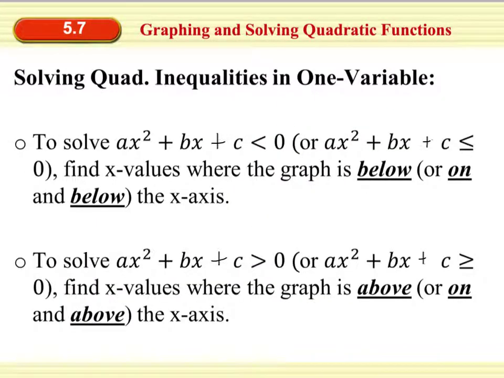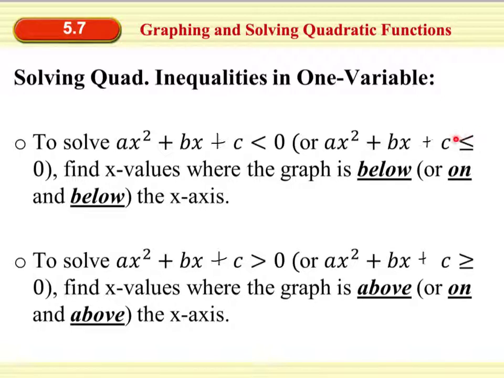In order to solve quadratic inequalities in one variable, we're going to first look at the graph and solve ax squared plus bx plus c is less than 0, or it could be less than or equal to 0. What we're going to do is go to our graph and find the x values that fall below. Because if this equation is less than 0, this is going to give me negative values of that function. That's why I'm going to look below my x-axis.